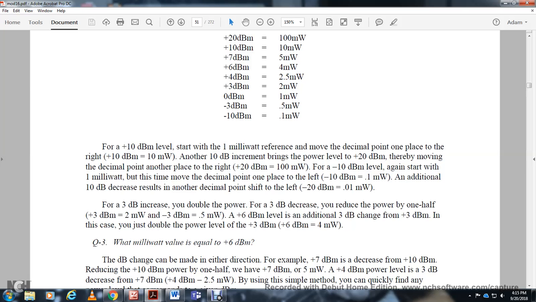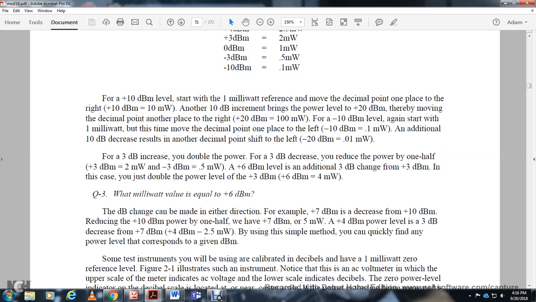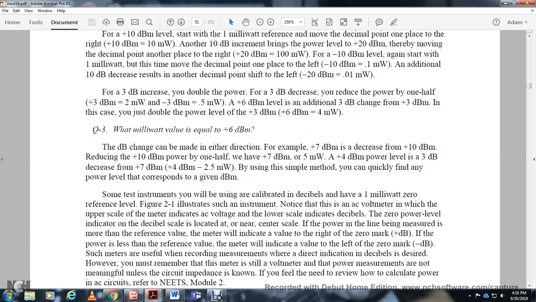For example, 3 decibel milliwatts doubles the power, while negative 3 decibels reduces the power by half. 3 decibel milliwatts equals 2 milliwatts, and negative 3 decibel milliwatts equals 0.5 milliwatts. And 6 decibel milliwatts is a 3 decibel change added to another 3 decibel change, so in this case you double the power of 3 decibel milliwatts, and 6 decibel milliwatts is 4 milliwatts.